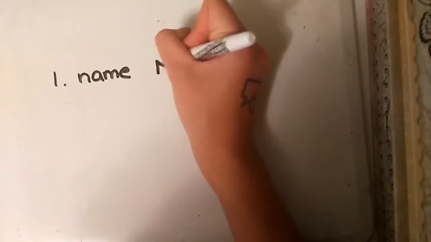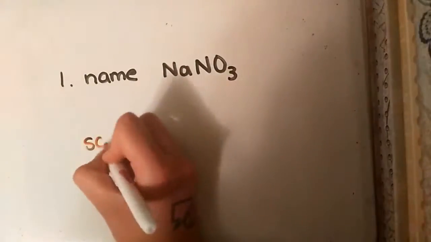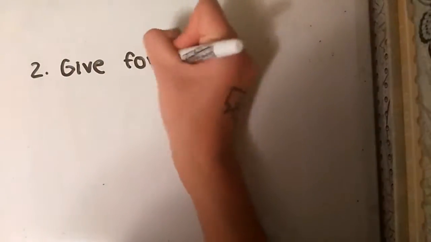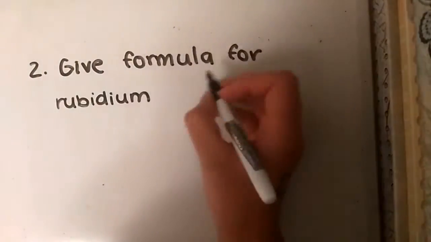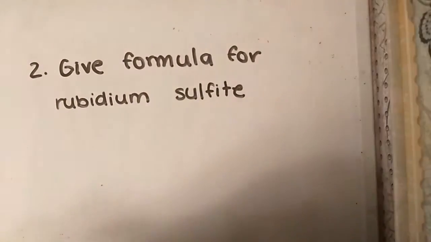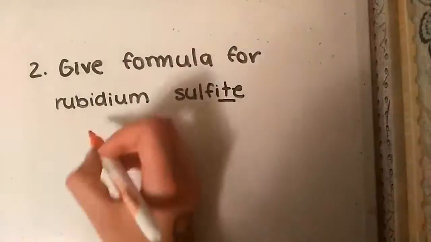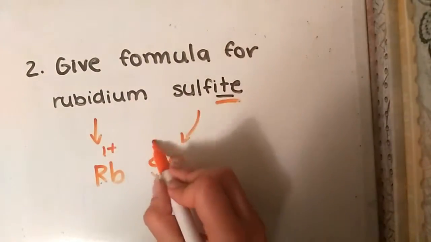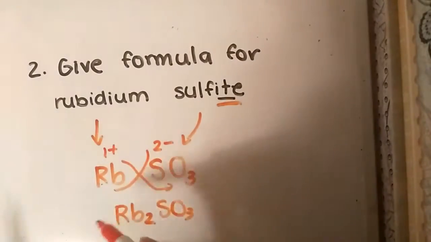Now, time for some practice. One. Name NaNO3. The answer would be sodium nitrate. 2. Give the formula for rubidium sulfite. That'll be Rb and SO3, and if you use the crisscrossing method, you will get the answer of Rb2SO3.